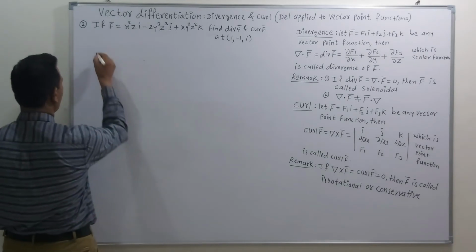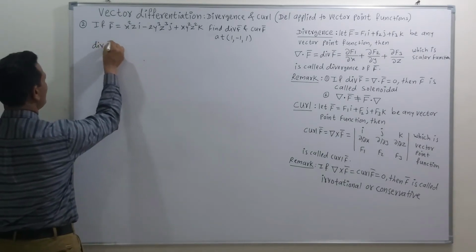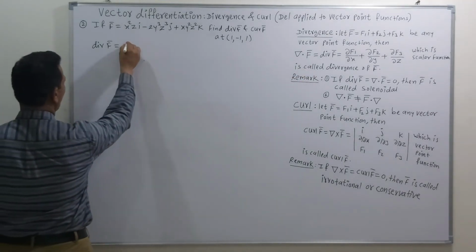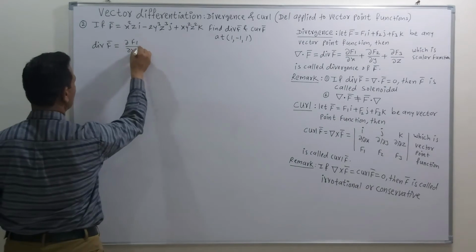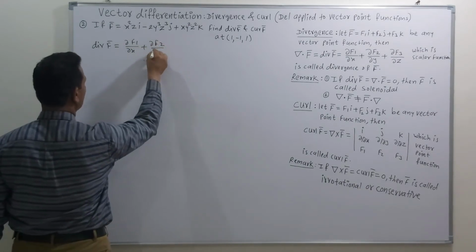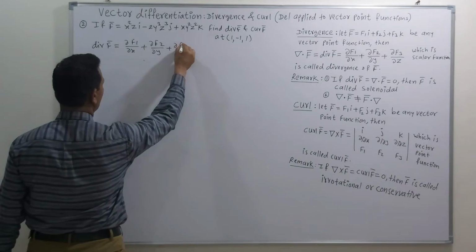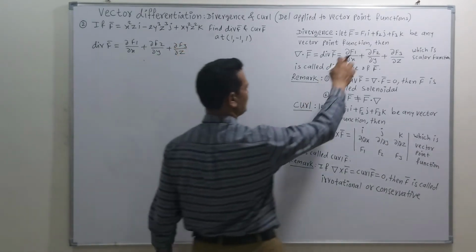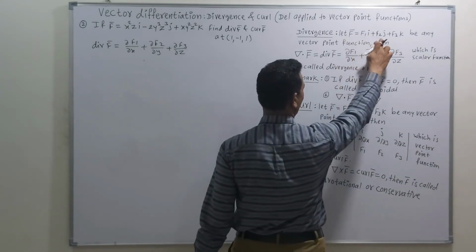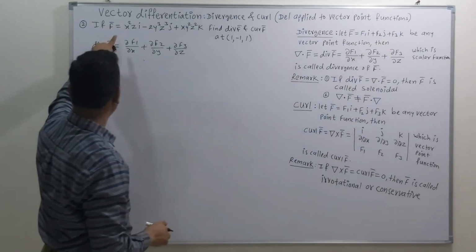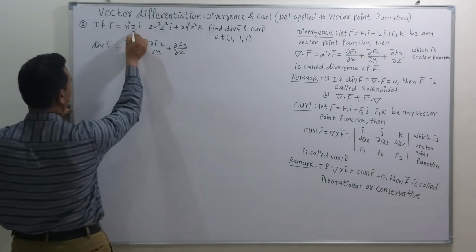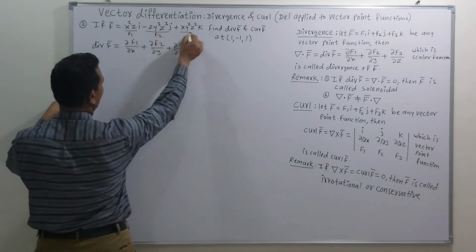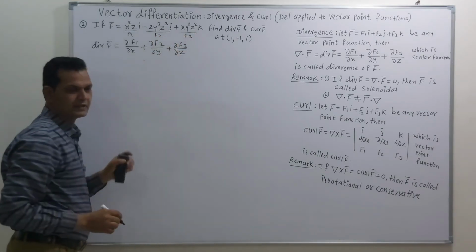Now friends, to solve this question for divergence of f bar, according to the definition of divergence, we can write this as partial derivative of f1 with respect to x plus partial derivative of f2 with respect to y plus partial derivative of f3 with respect to z. If we compare this function f bar, which is f1 i plus f2 j plus f3 k, with this function, then this is the value of f1, this is the value of f2, and this is the value of f3.